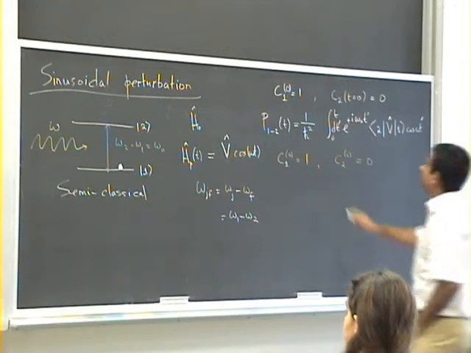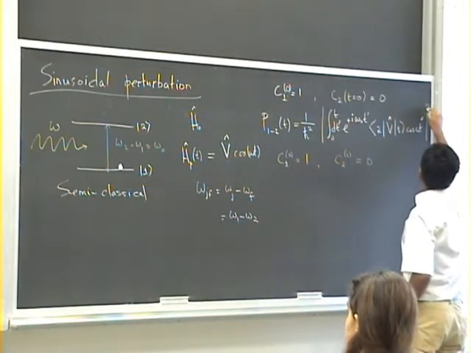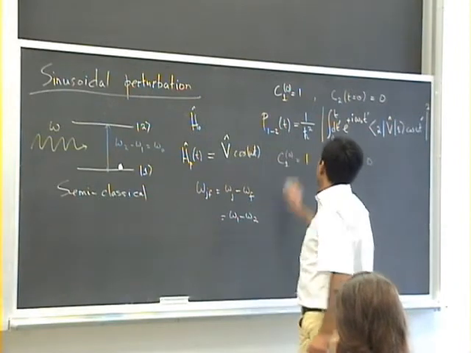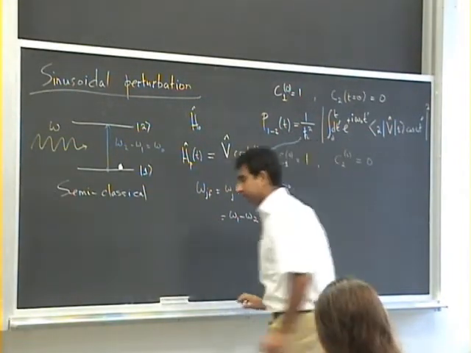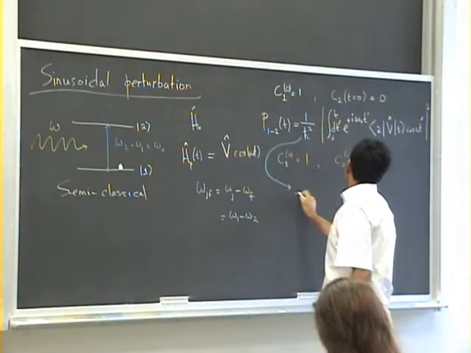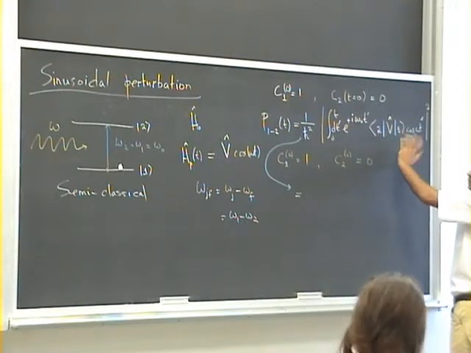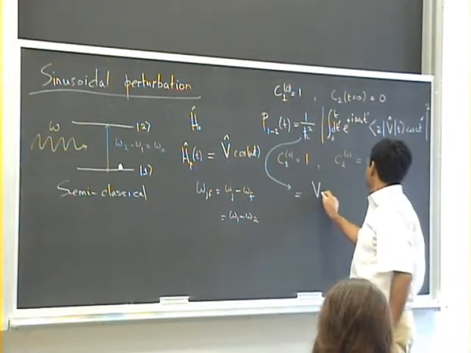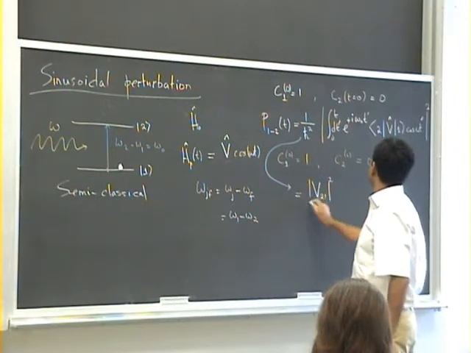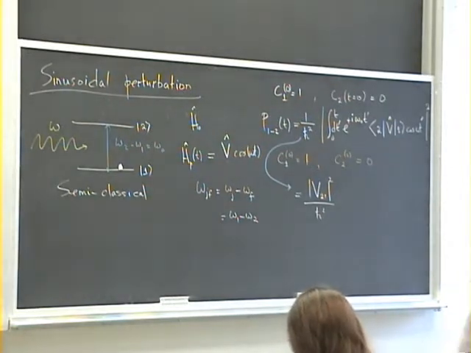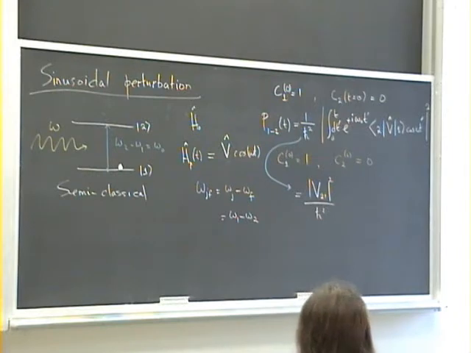What is the modulus square? Now this is just a matrix element, it's a complex number. Let's call this V21. This is V21 modulus squared, over h bar squared. Now what I need to do is find this integral, modulus squared.